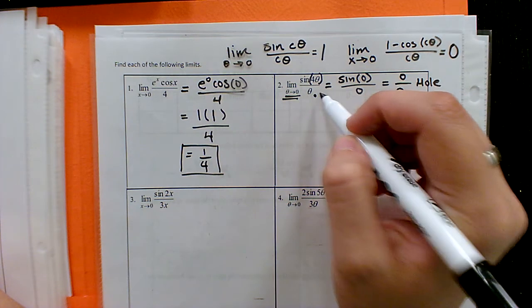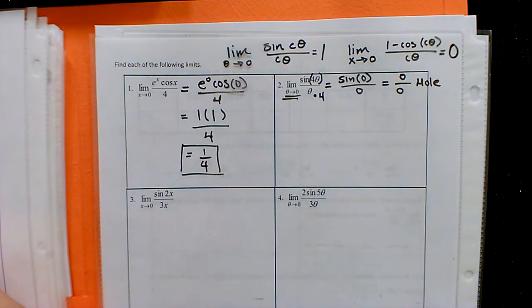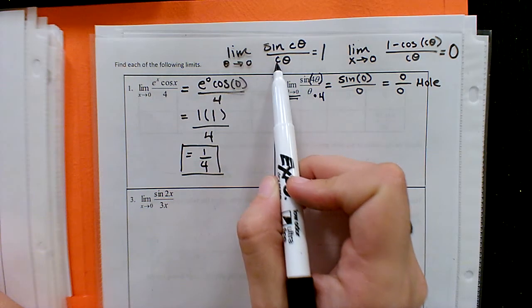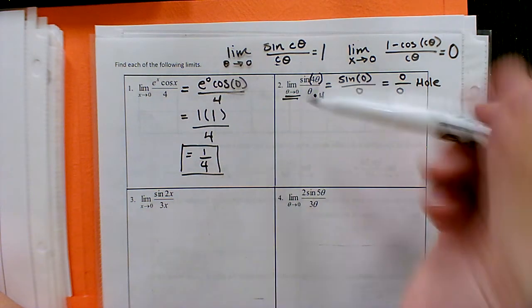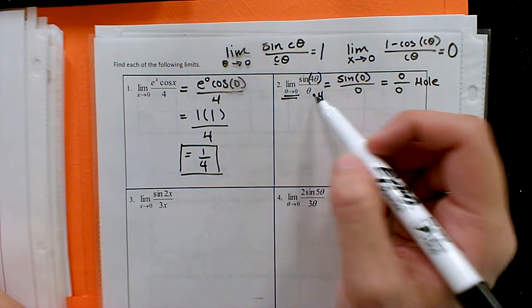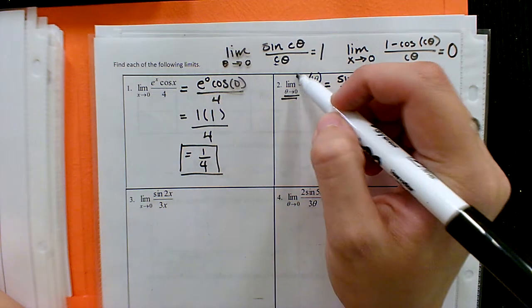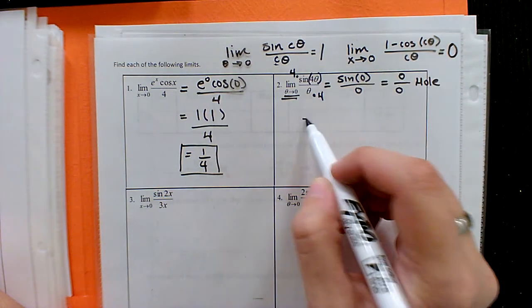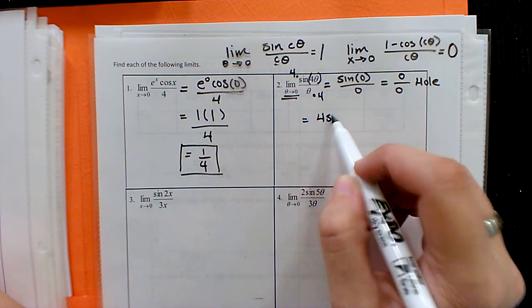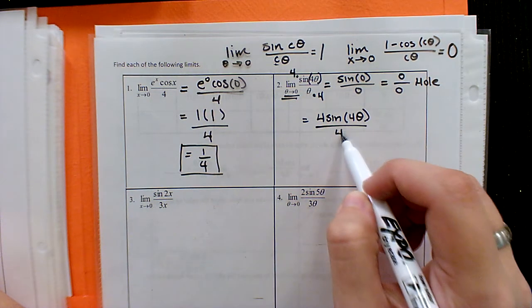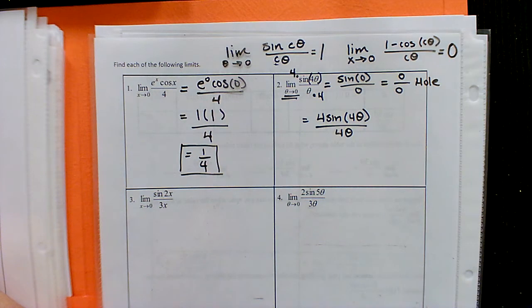Let's see, if I multiply the denominator by 4, wouldn't that make this look like a 4 theta, right? But we're dealing with a fraction. So if I multiply the bottom by 4, what else do you have to do? You've got to multiply the top by 4. So essentially, we're changing the way the equation looks by simply multiplying the top and bottom by 4.